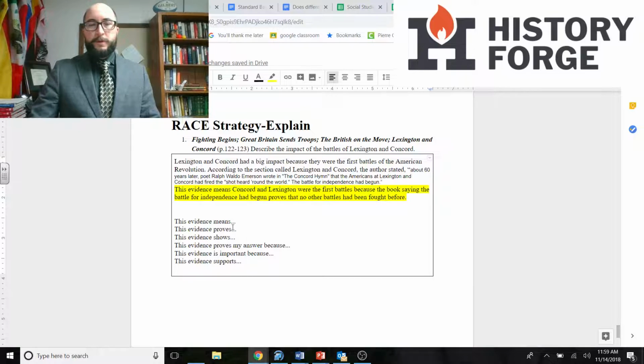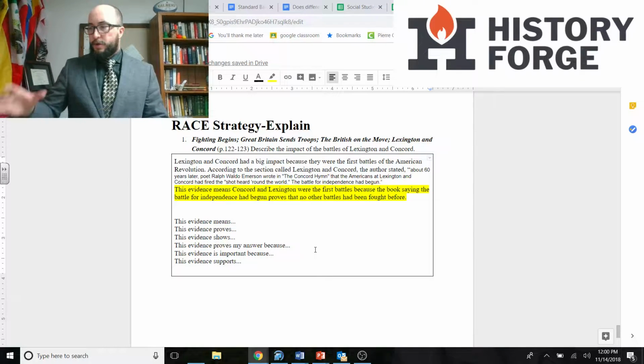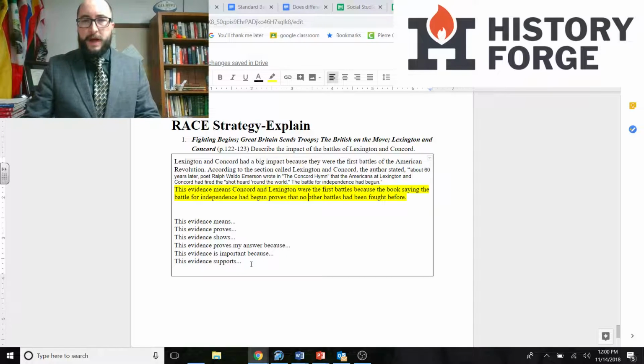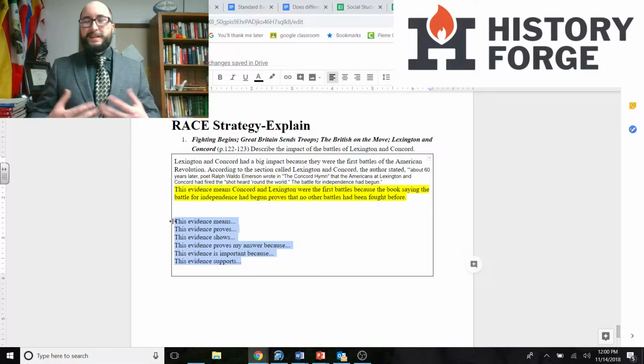You want to mix it up a little bit. It's nice for readers to see different ways to start a sentence. It's less boring that way. So I could have said this evidence proves, or this quote proves. I could say the author shows. I could say the evidence proves my answer because blank. All of these would actually really work well. So do this, actually use these, and if you're having a really hard time with the explanations, write these down. These will be really beneficial for you because it doesn't need to be complicated. It just needs to help us connect the dots.